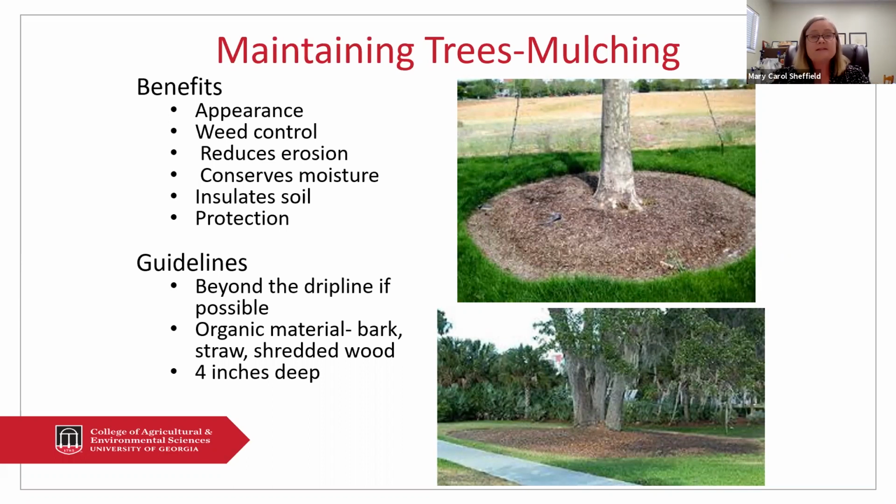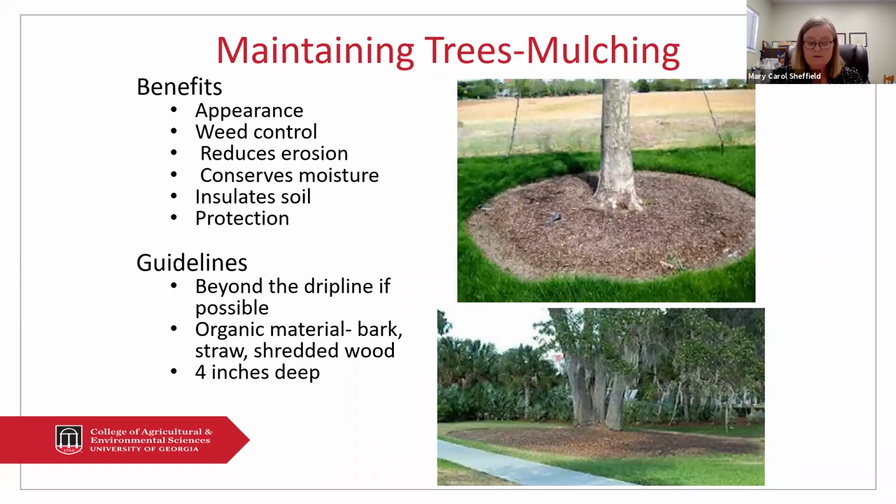Among some best practices is mulching. It is the least expensive and most beneficial maintenance activity that you can do for your trees. The benefits of mulching include improving the appearance of the area around the tree, providing weed control, reducing soil erosion and conserving moisture, insulating the soil, and protecting the trunk and surface roots from mechanical damage.